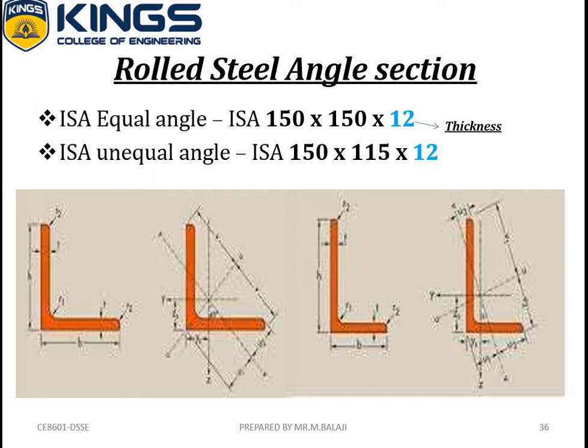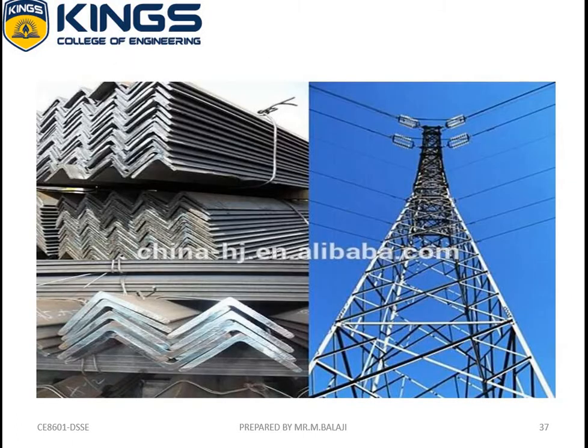Next one is rolled steel angle section. In angle section there are two types, equal and unequal. In equal angle we have, for example, 150 into 150 into 12. So 12 is nothing but thickness. In unequal angle, 150 into 115 into 12. So 150 is the long leg, 115 is the short leg, and 12 is the thickness. Angle section is mostly used in transmission towers.